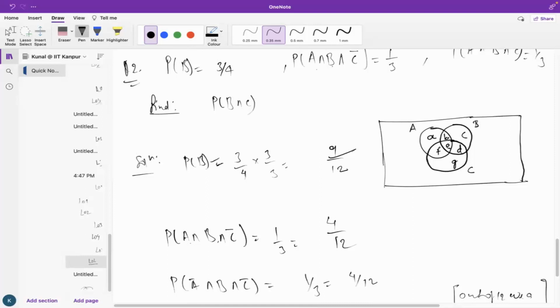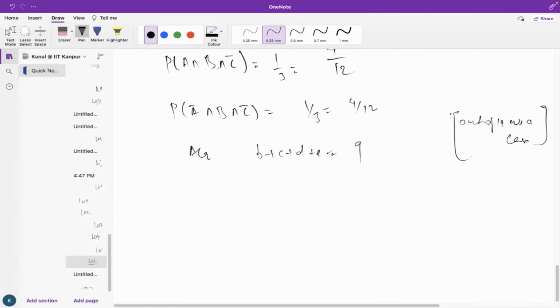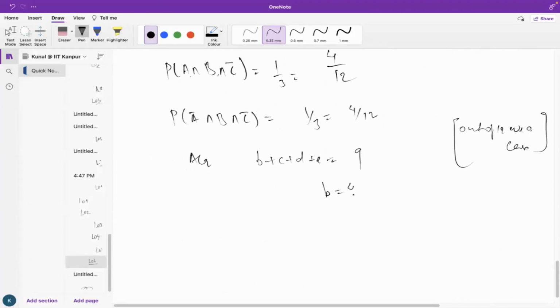That means only B is there because E is also the part of C. The reason is E is the part of C, but C नहीं हो रहा है. So only A intersection B में जाते हैं, which is this region. So here given is B is equal to 4. So this is equation 1, and this is equation 2.